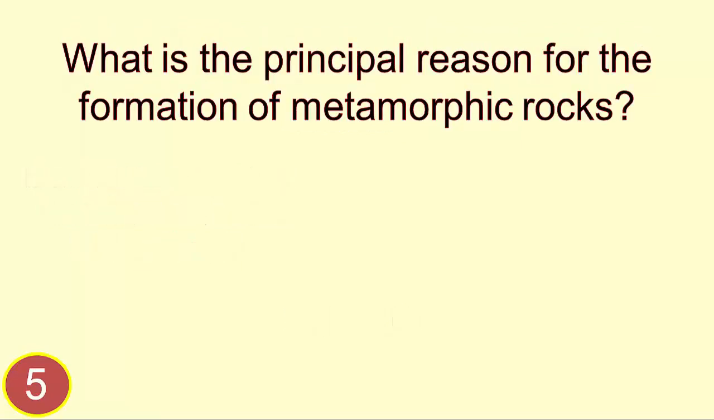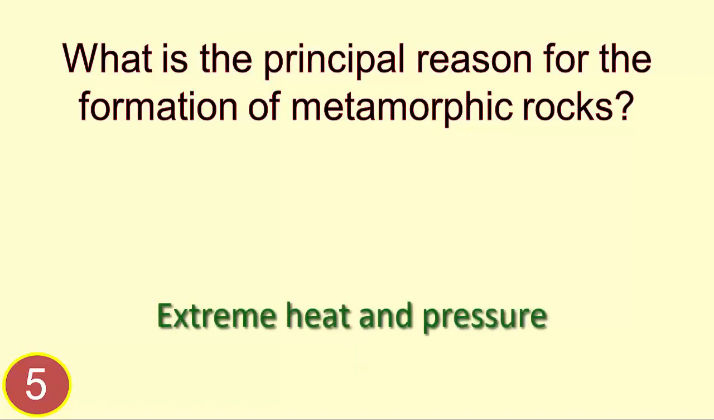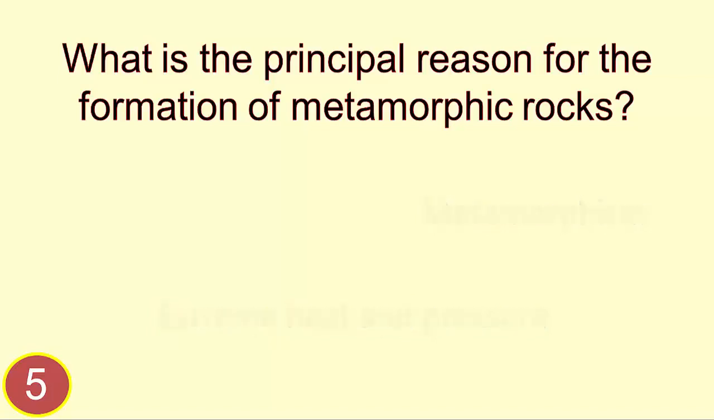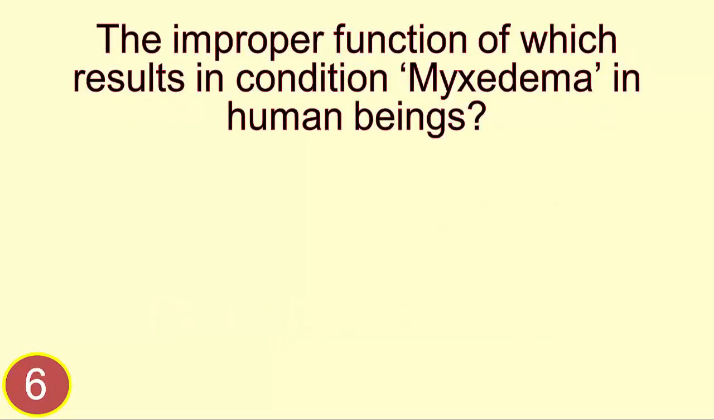What is the principal reason for the formation of metamorphic rocks? Answer is extreme heat and pressure. Metamorphic rocks are formed through the transformation of pre-existing rocks in a process known as metamorphism. The original rock is subjected to heat and pressure which cause physical, chemical and mineralogical changes to the rock. The improper function of which results in the condition myxedema in human beings?